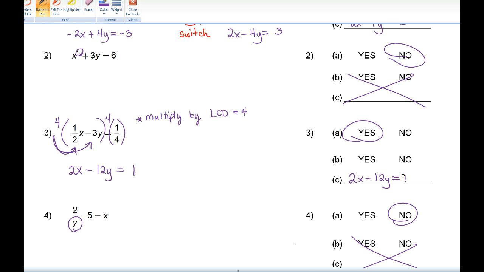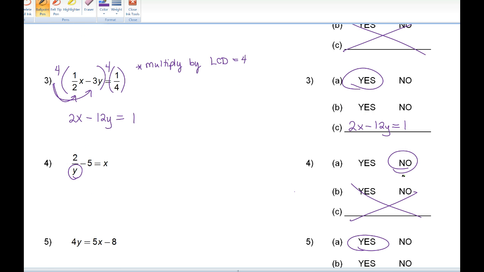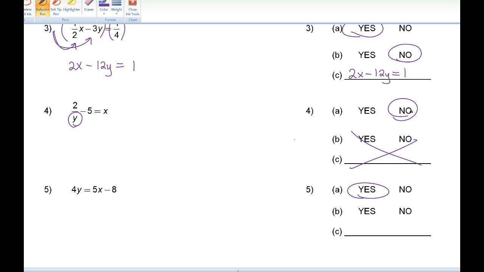Okay, number 4, we said that one was no, because the first part had a y in the denominator. So let's look at number 5. Is this one in standard form? Oh, you know what? I'm sorry, I forgot to write no here. For 3, 3b was no, because we had a fraction. Number 5, is this in standard form?